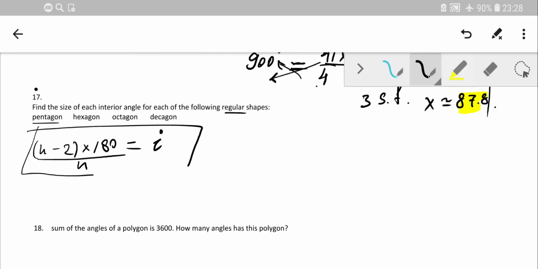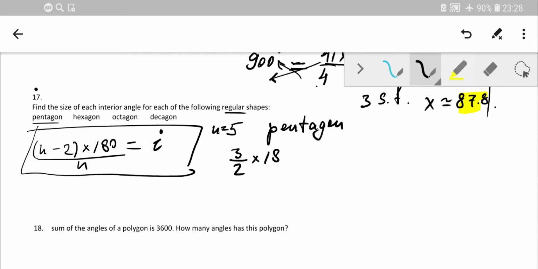That's the formula, and you can apply it to pentagon. So pentagon, the first one, a 5-sided shape, so n equals 5 for pentagon, and we just simply calculate 5 minus 2 is 3 over 2 times 180. That stays for I. And you can calculate, so canceling, and it's 270 occurs.